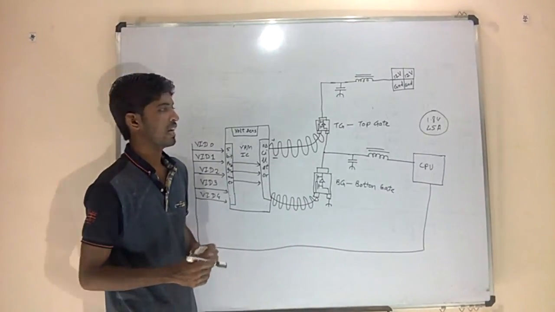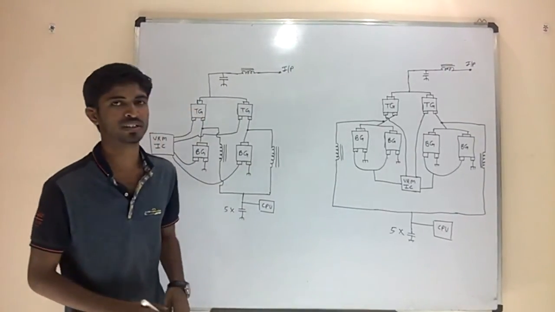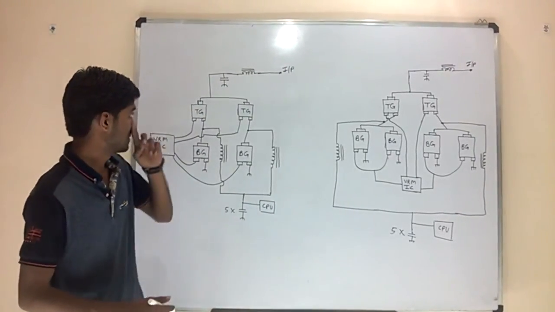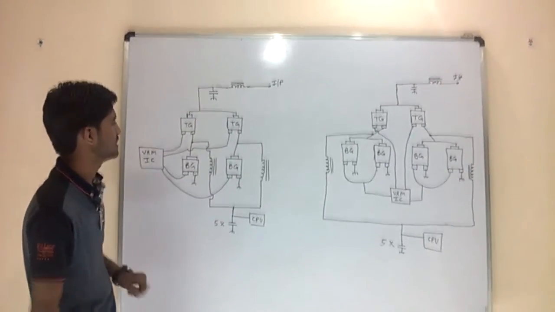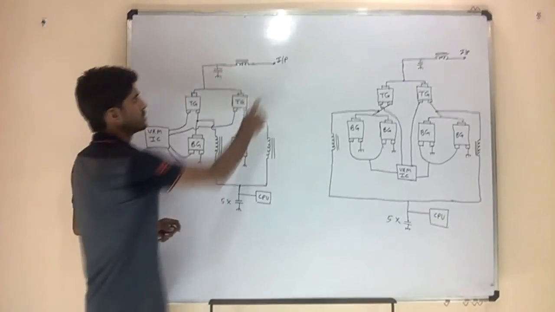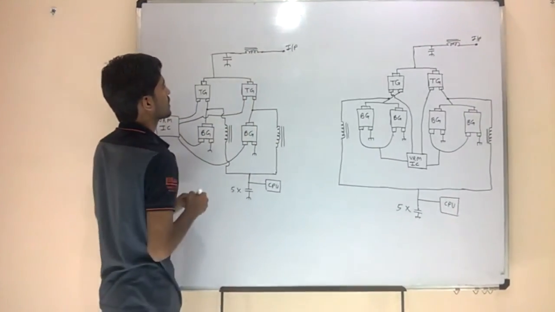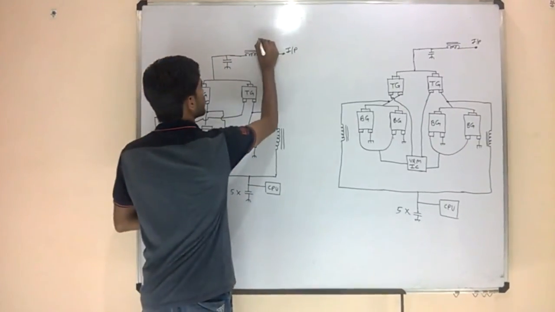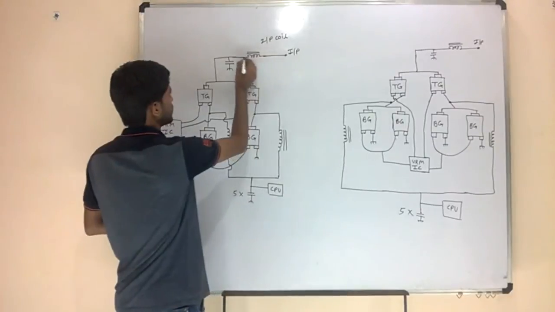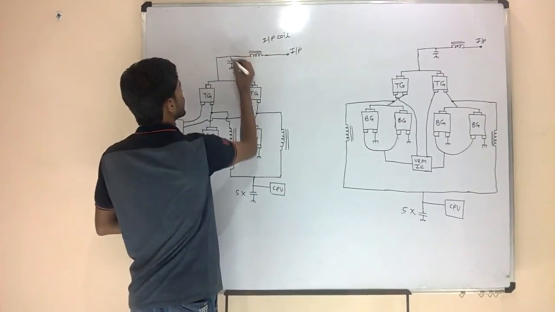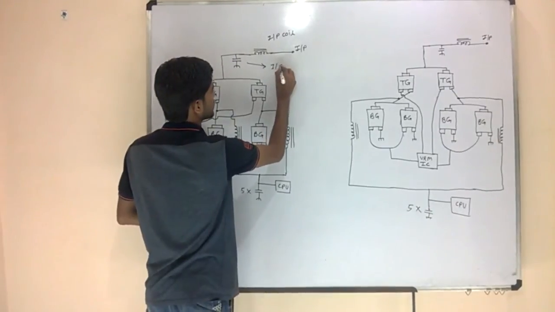So let's see. Here I already drew 2 circuits to save our time. Here is a 2 combination. Here are 2 TG and 2 BG. Here is the input from the 4-slotted socket. There is a coil called the input coil. From the coil, the supply goes to a capacitor called the input capacitor.